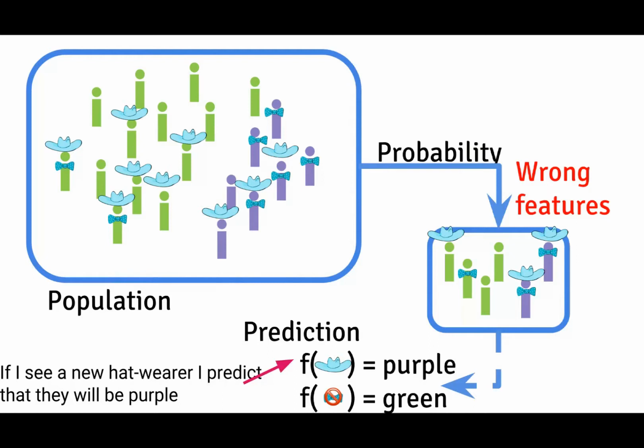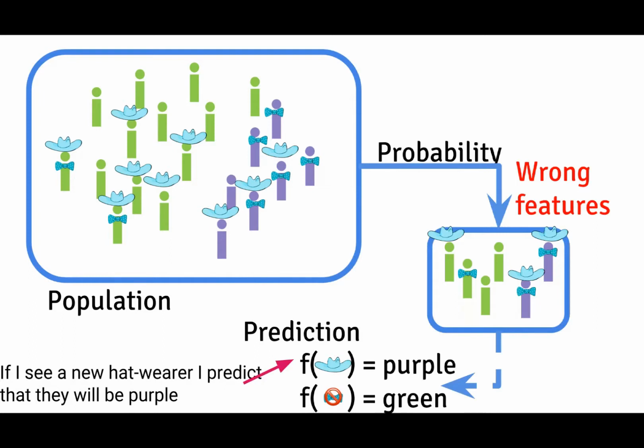So in this case, I've got a sample where I've got 2 characteristics that I could use to predict the color of the meeple. I could either use whether they're wearing a bow tie or not, or whether they're wearing a hat or not. It turns out that whether you're wearing a hat or not is unrelated to what color you are. But in this subsample that we've collected, it looks like wearing a hat is predictive of what color you are. The purple meeple in the sample have hats, and for the most part, the green meeple in the sample do not have hats.